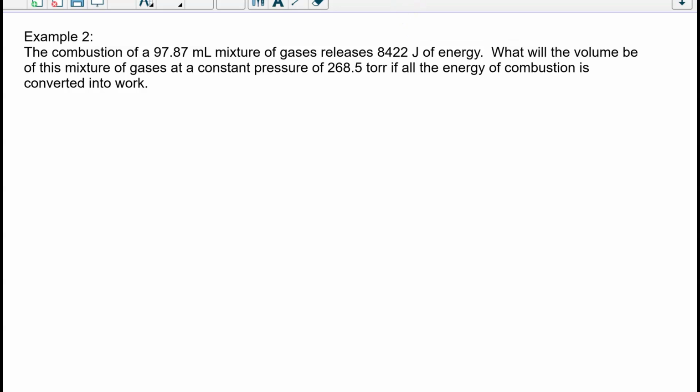Thermochemistry Extra Problems, Example number 2. In this problem, we're looking at the combustion of a gas that releases this much energy, and it's asking for volume. A key to all these is to figure out what you're solving for. The only formula that we have in this unit that has the volume in it is the work formula. Work equals negative pressure times change in volume.